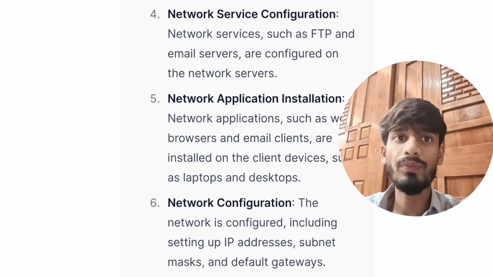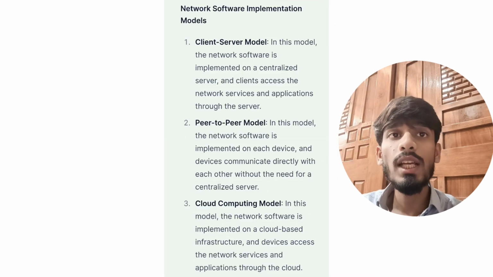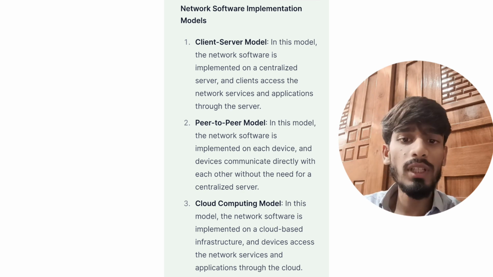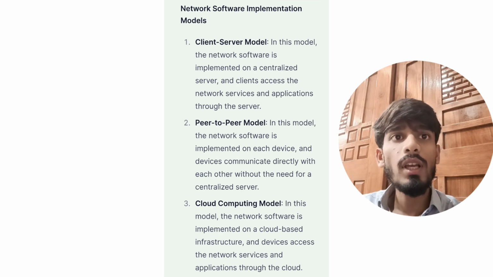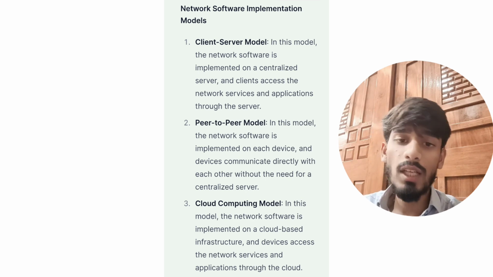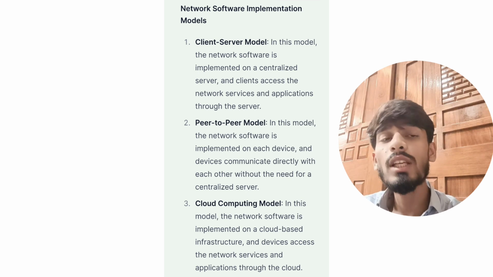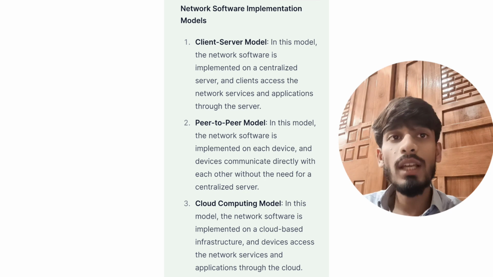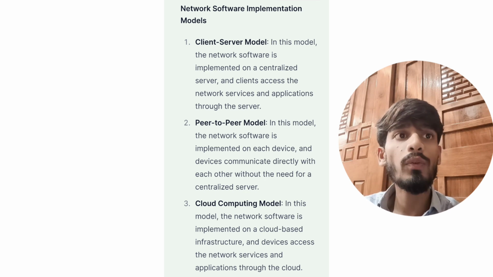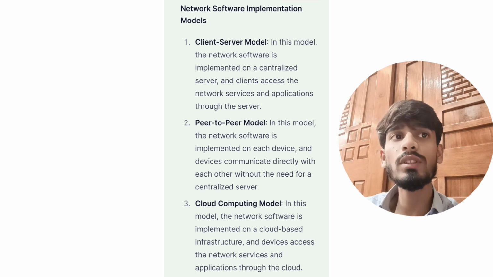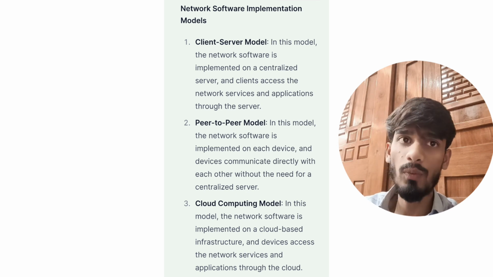Now we will see some network software implementation models. Some of them are client server model, peer-to-peer model, and cloud computing model. In client server model, the network software is implemented on a centralized server and clients access the network services and application through the server. Centralized server is there and clients access the network services and application through that server.